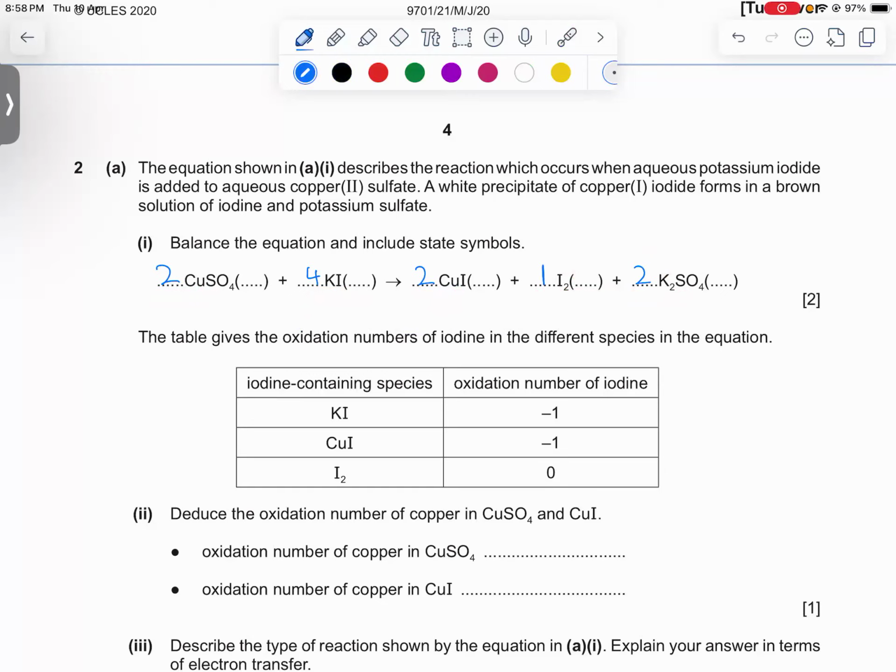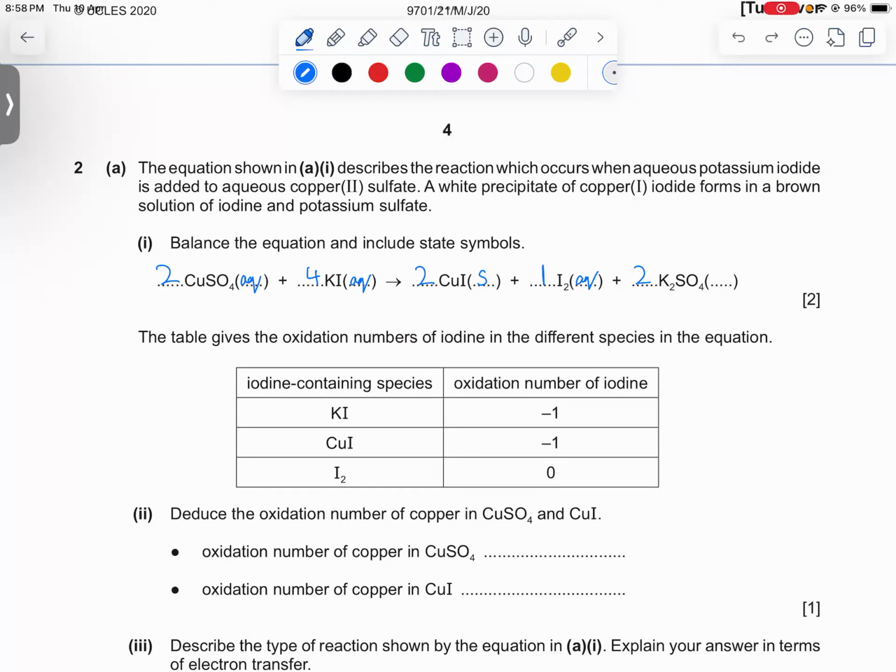Now we want to balance the equation. Let's see what it said. Describe the reaction which occurs when aqueous potassium iodide is added to aqueous copper II sulfate. So these two are aqueous, that has been mentioned. A white precipitate means this must be solid, okay, of copper iodide forms in a brown solution. Solution means this must be aqueous. And potassium sulfate is always soluble, so potassium sulfate will also be aqueous.